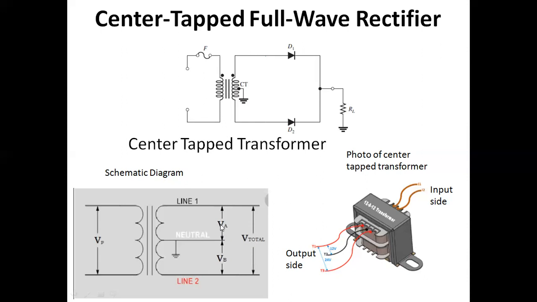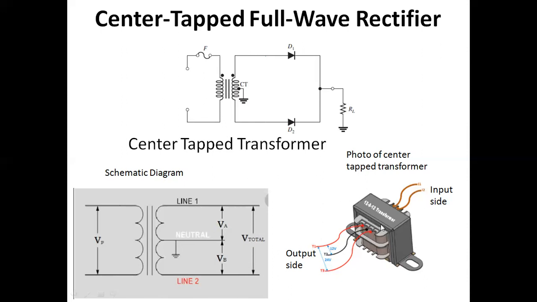And something else you need to note about the center tapped transformer is that the voltage from this point to this point is the sum of this voltage and this voltage without considering the polarities. Of course, if you consider the polarity, it will cancel because the 2 are equal and opposite. So if you don't consider the polarity, if you want to get the total voltage, you just add the magnitude of VA and the magnitude of VB to get V total. So that's the center tapped transformer, the schematic diagram.